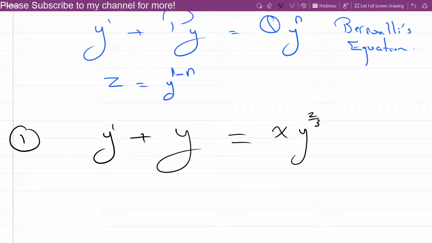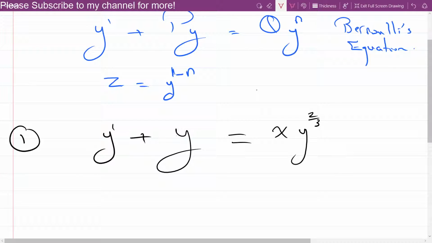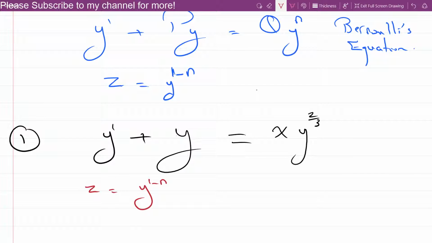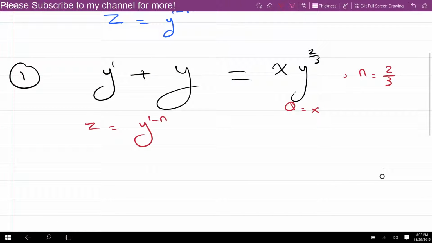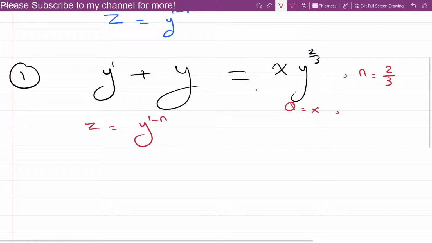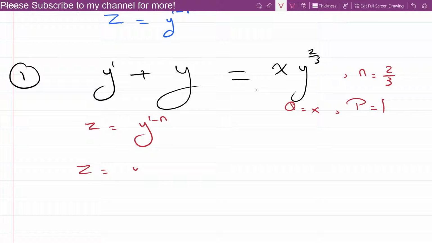Okay, so we're going to be using Bernoulli's. So we're going to say z equals y to the 1 minus n. In this case, n is 2/3, q is x, and p is 1. So that means z equals y to the 1 minus 2/3. That means z equals y to the 1/3.